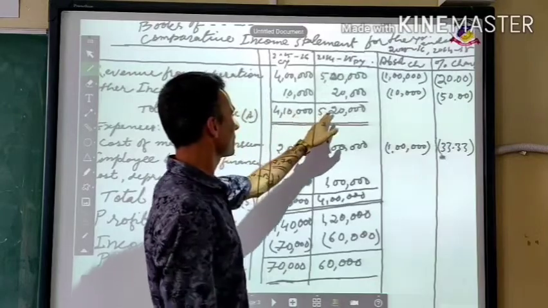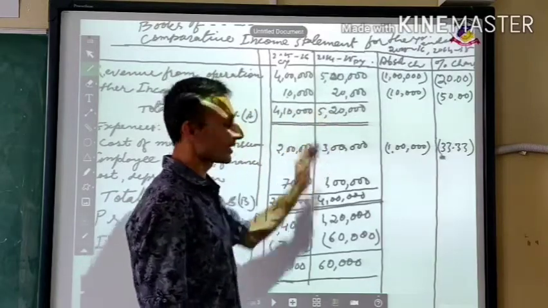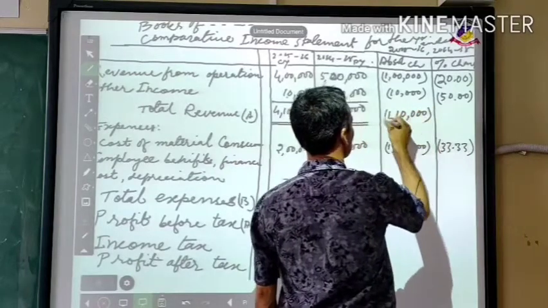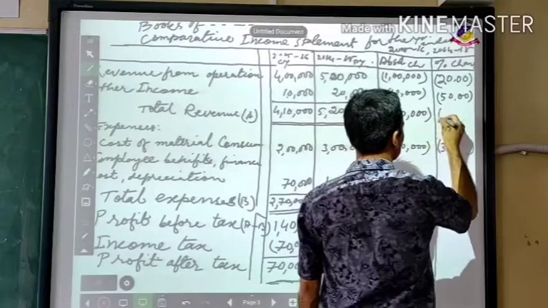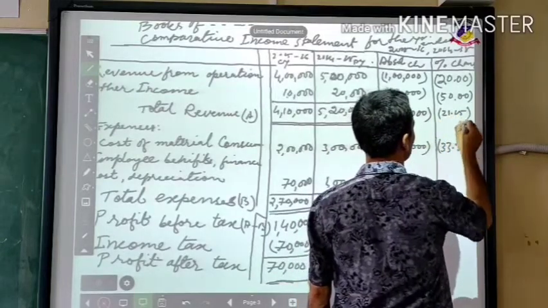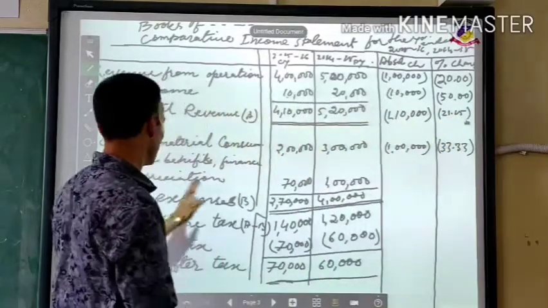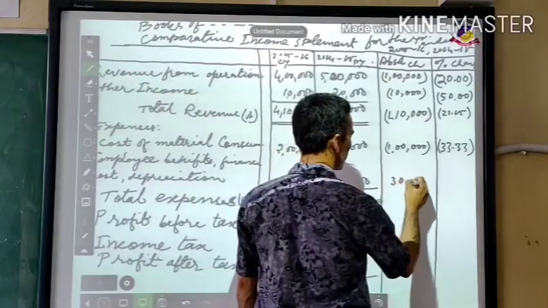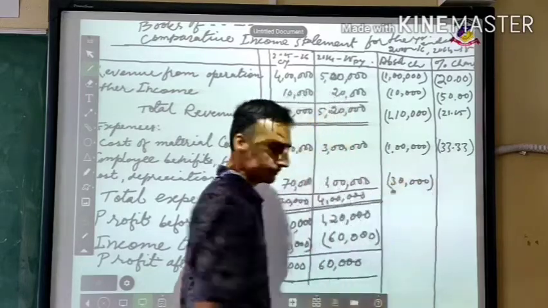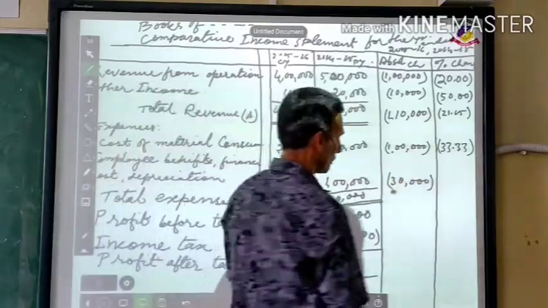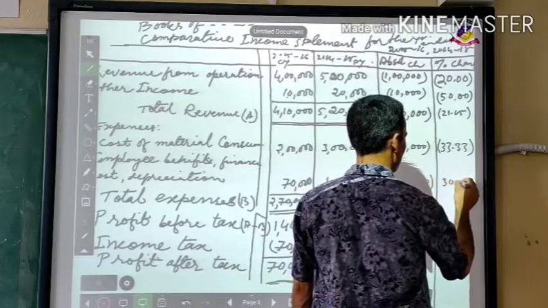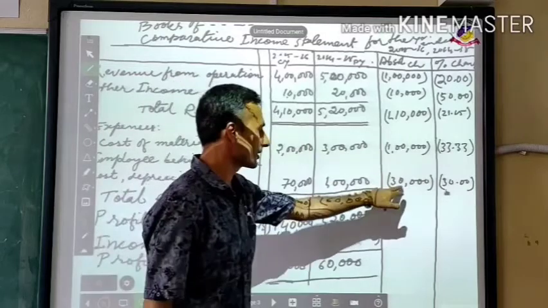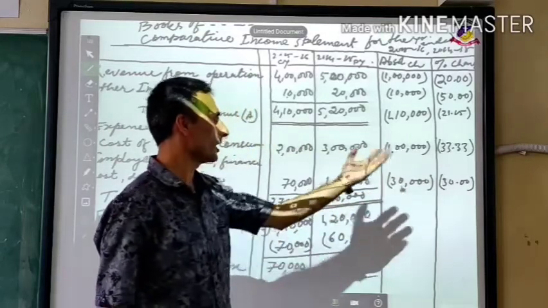I forgot to do this one also. This also you have to find out. Now here also there is a decrease. So 1 lakh 10,000. Again we'll find out the absolute change and the percentage. Similarly for depreciation also there is a decrease figure of 30,000. So percentage, I think it will give you 30.00. How did you get it? 30,000 divided by 1 lakh into 100.